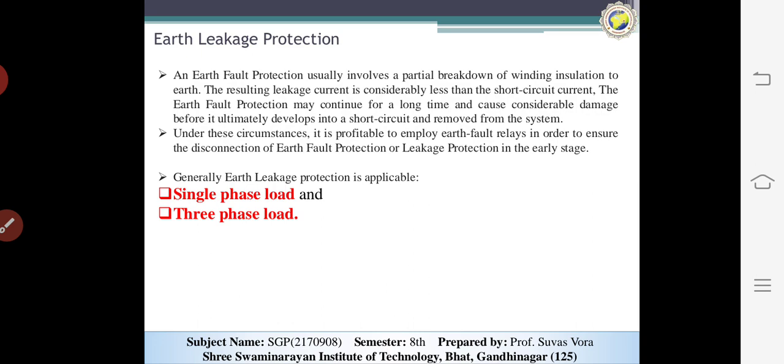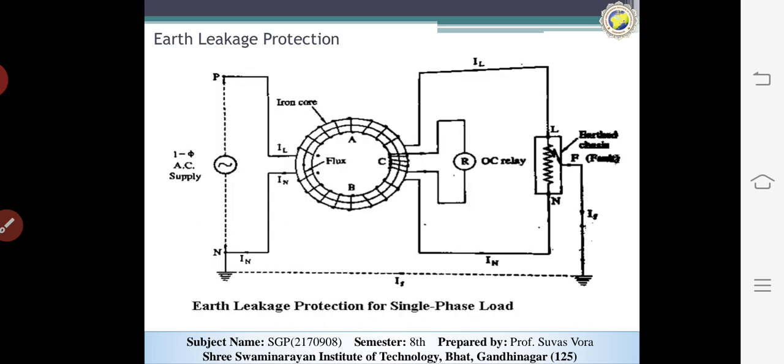So basically we know that in our power system there are earth phase load, single phase load and three phase load. It means we can apply the earth leakage protection for the single phase load and the three phase load.